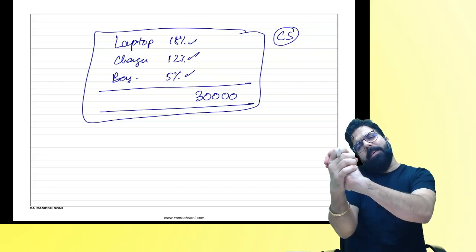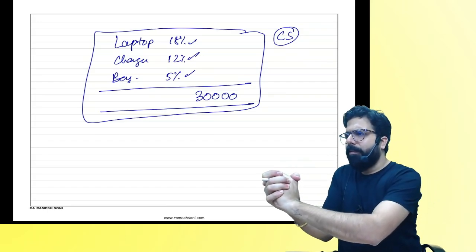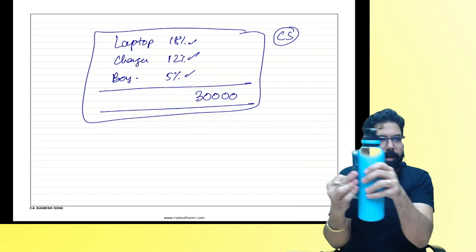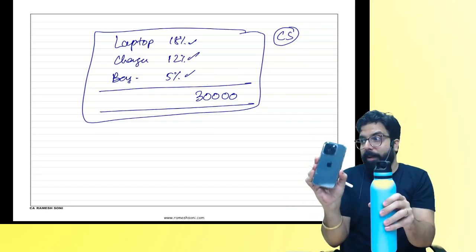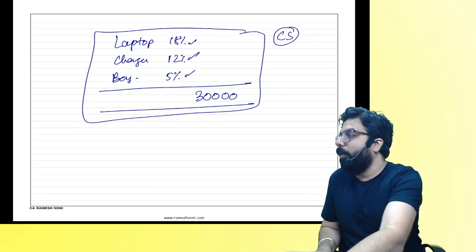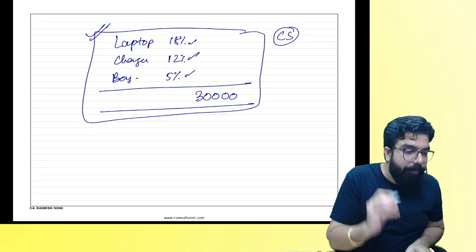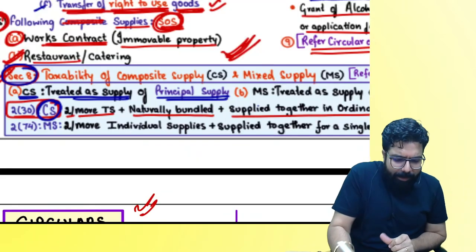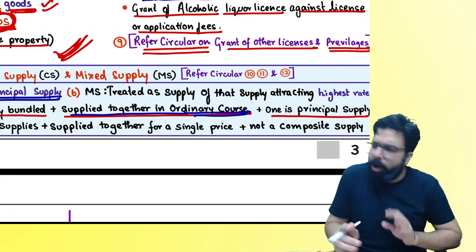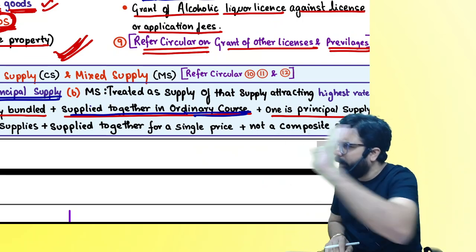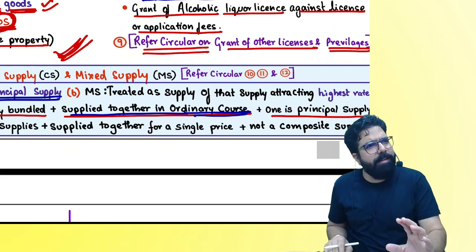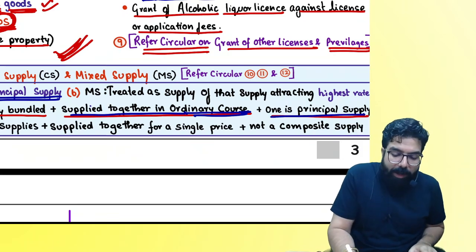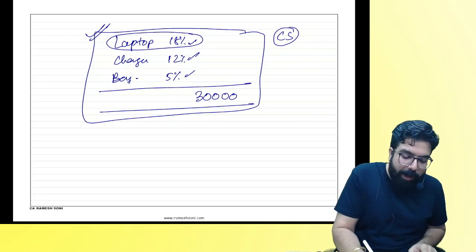Are they naturally bundled? Natural bundle or unnatural? What is unnatural? Along with a mobile, a bottle. Drink water, see mobile. Are we clear, everyone? So, people, is it a natural bundle? Are they generally supplied together by all the sellers? Are they supplied together in the ordinary course? Ordinary course means generally all the sellers are selling it together only. All the sellers, when they are advertising, say buy a laptop and along with that the charger and bag are already given. My question is, one is principal. What is the principal? Can you tell me what rate will apply?